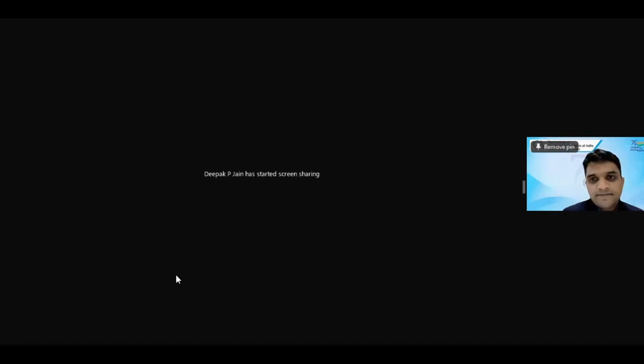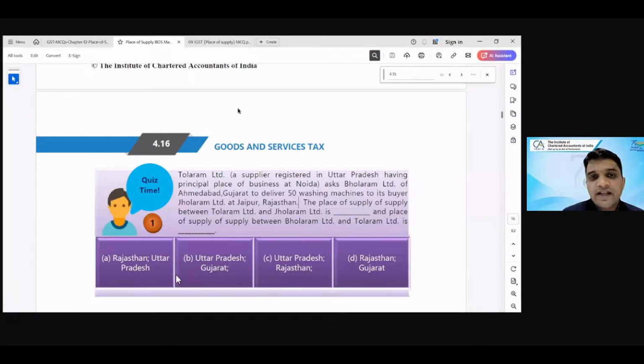He's a buyer, and in the second scenario, he's a seller. Yes, correct. So what is happening is that Bholaram is the one who is the supplier actually. Sir, according to me, the answer would be Uttar Pradesh and Rajasthan. Uttar Pradesh between Tolaram and Jholaram. Correct. For Tolaram and Jholaram, it is Uttar Pradesh, and between Bholaram and Tolaram, it is Rajasthan. Correct. You're right.